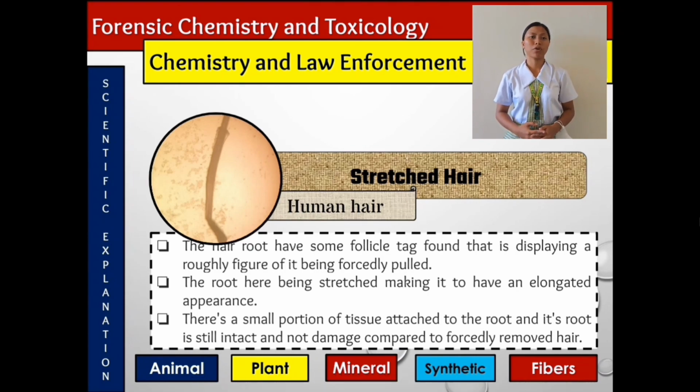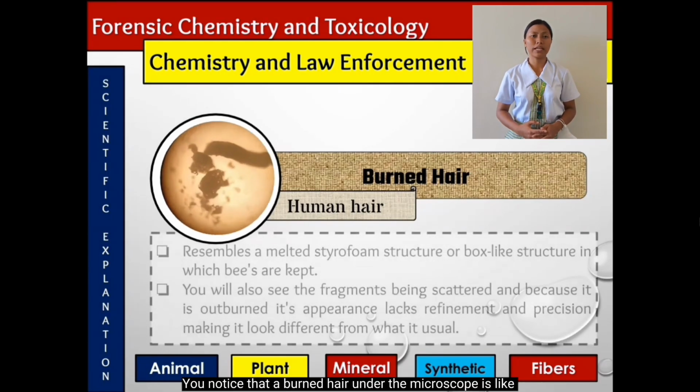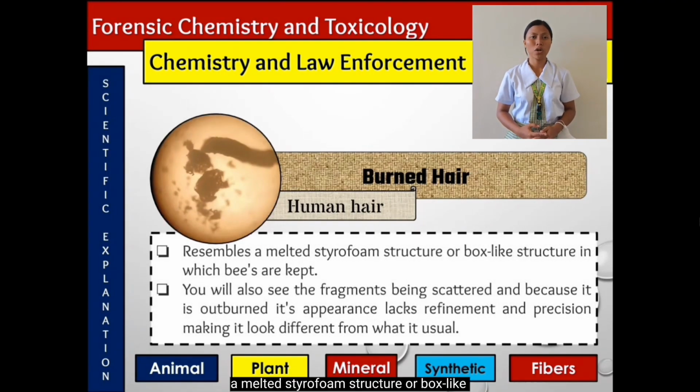You'll notice that the burned hair under the microscope is likely a melted styrofoam structure or a backslide structure in which beads are kept. You will be able to see fragments being scattered, and because it is burned, its appearance lacks refinement and precision, making it look different from what is usual.